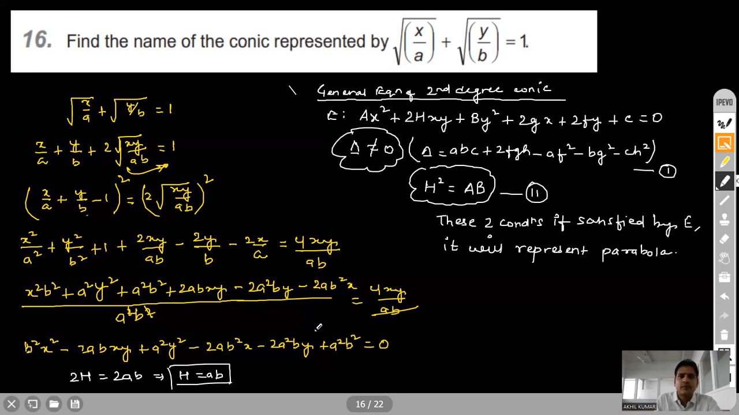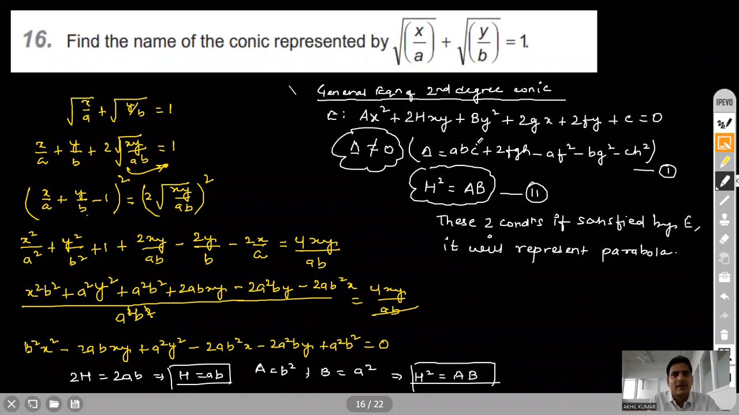And what is this capital A and capital B? Capital A is nothing but the coefficient of x square, that is b square in this case. And capital B is nothing but the coefficient of y square, which is a square in this case. So here, if you can see, h square is equal to ab. So this condition 2 is getting satisfied, right?